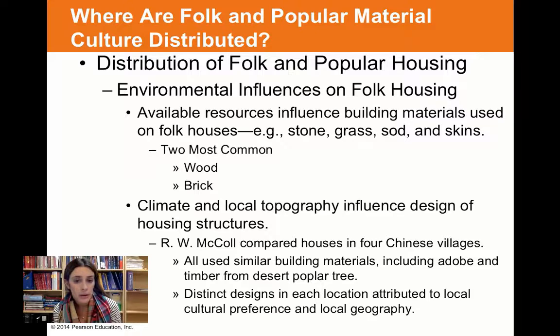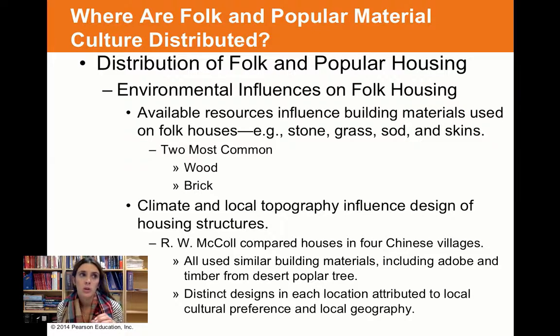The two most common building resources are wood and brick. And then also the climate and local topography influence the design of housing structures. So R.W. McCall, he was a geographer who compared houses in 4 Chinese villages. And what he found were that all of them used similar building materials, including adobe and timber from the desert poplar tree. But there were distinct designs in each location that were attributed to local cultural preference and local geography.